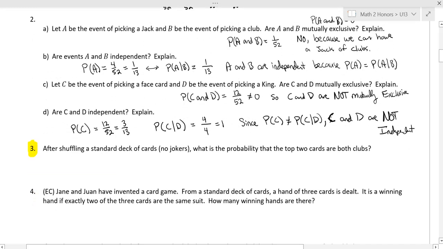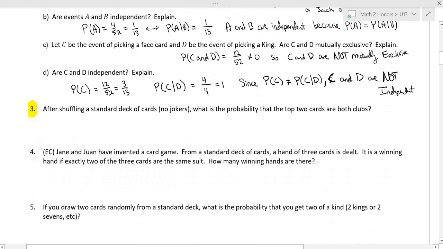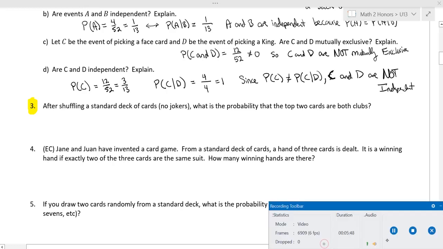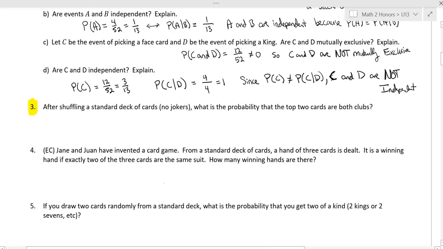Alright, number 3 I did on the lesson video. Number 4, extra credit. Jane and Juan have invented a card game from a standard deck of cards. A hand of 3 cards is dealt. It's a winning hand if exactly 2 of the 3 cards are the same suit. How many winning hands are there?